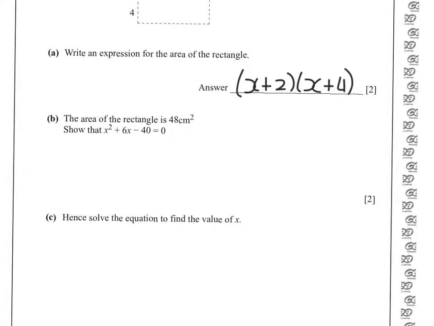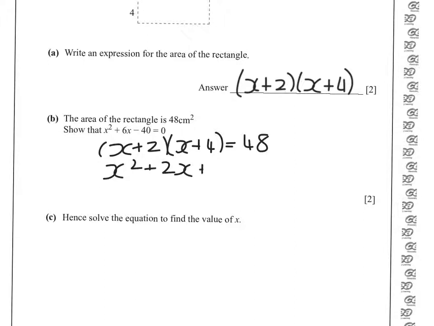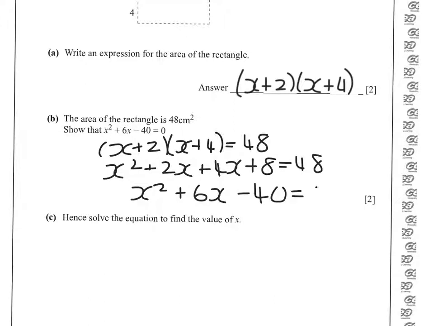Area is 48, so (x + 2)(x + 4) has to equal 48, so x squared plus 2x plus 4x plus 8 is 48. 2x plus 4x is 6x, and 8 take away 48 is minus 40.